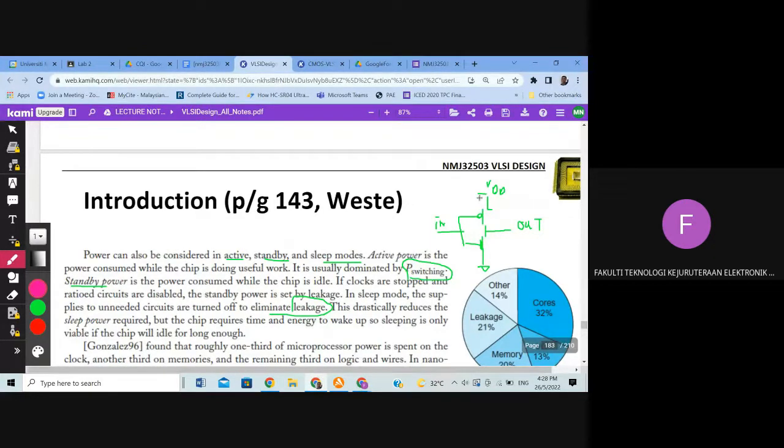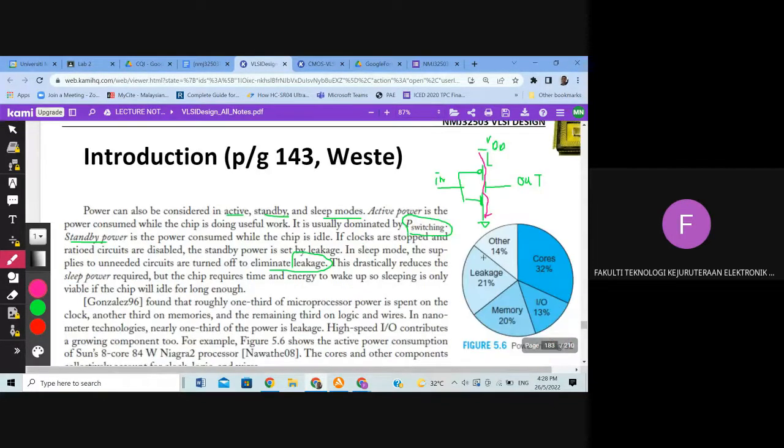There will be a leaking current that flows from the transistor down to the ground. That gives you one example of the leakage current during the transition of the switching of the PMOS and NMOS. During the transition of the switching, it will introduce a leakage current. So that's an example of leakage.